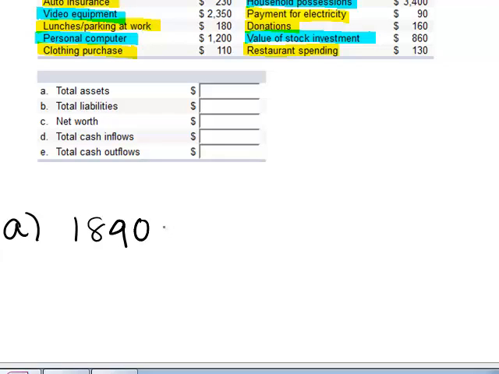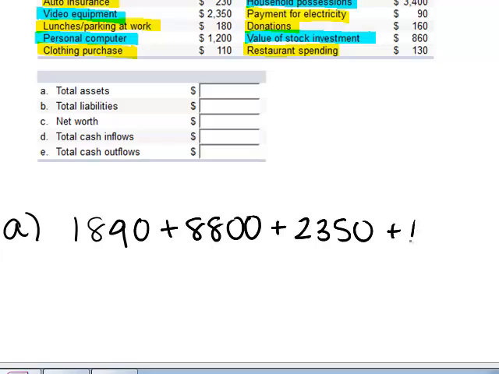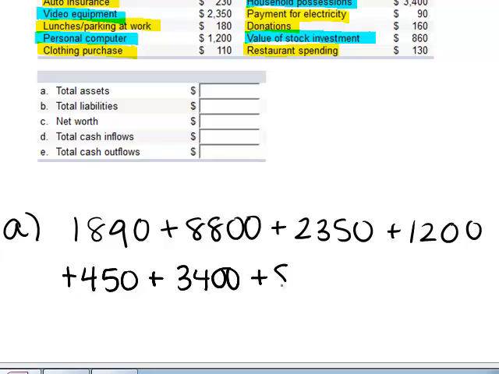1890 plus 8800 plus 2350 plus 1200. Let's see what else. Plus 450 plus 3400 and lastly 860. All right, so this should give us $18,950. All right, these are my assets.